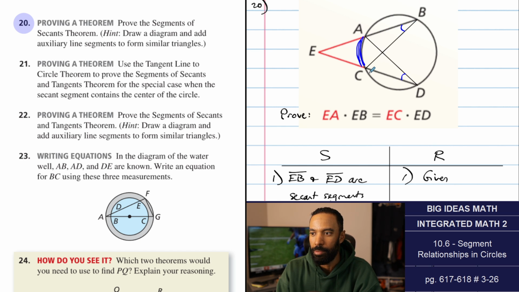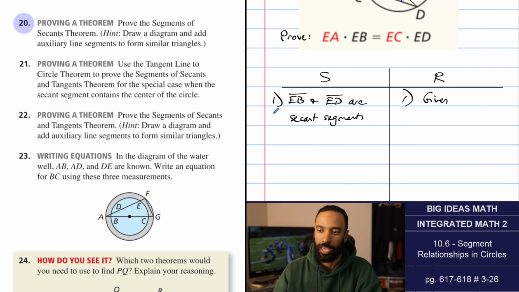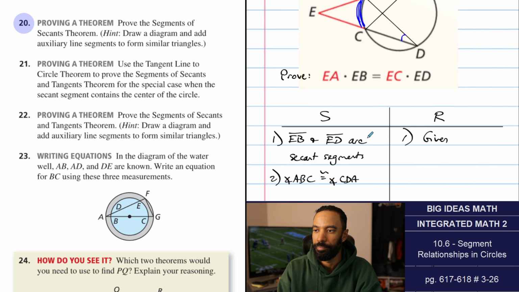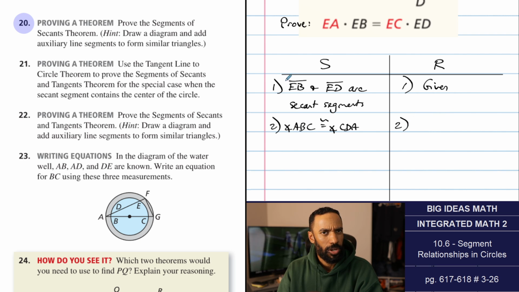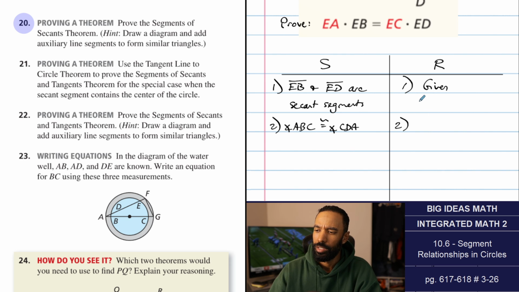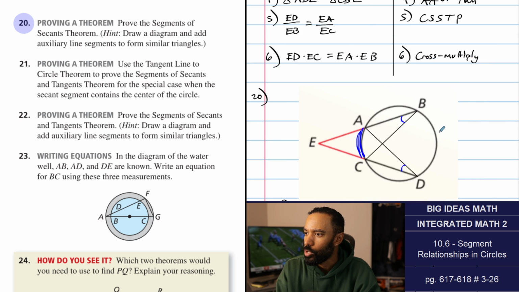So I can call this angle ABC and angle CDA. Angle ABC is congruent to angle CDA. That is the inscribed angles. What was it called? Inscribed angles of a circle theorem. Let's see, what did I write before? Inscribed angles of a circle theorem.